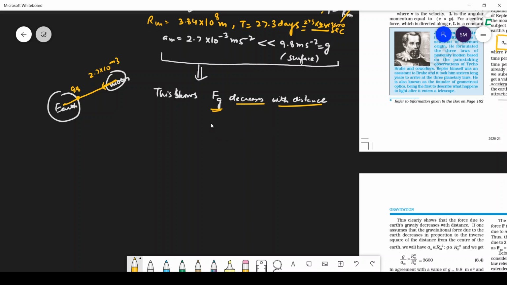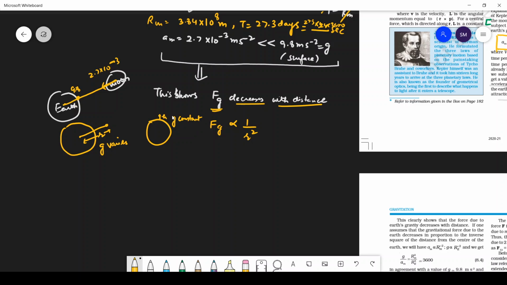So we can assume that this gravitational force due to the earth decreases in proportion to the inverse of the square of the distance from the center of the earth. So for this distance, we take r and h. When we take r, at any point at this distance, g varies. And when we take h, which is this height h near the surface of the earth, here we take g constant.